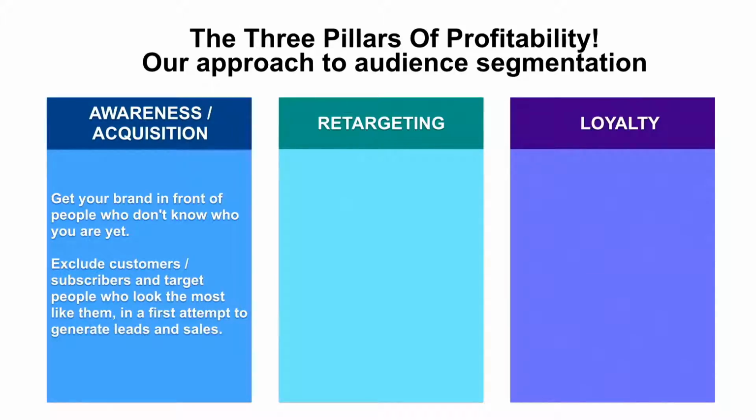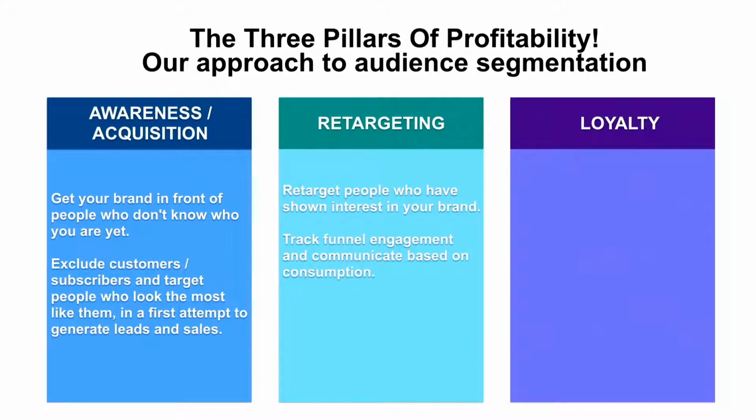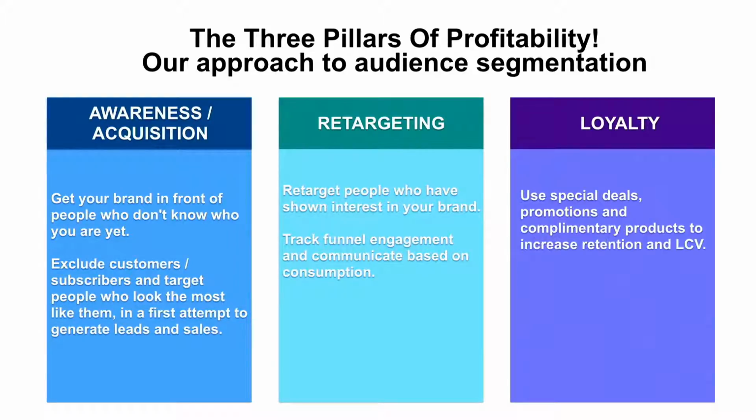Now, awareness and acquisition is where you're getting your brand in front of people who don't know about you yet. You're excluding your subscribers, and you're targeting people who look the most like them in a first attempt to generate sales and leads. Then we're retargeting people who have shown interest in our brand, tracking funnel engagement, and communicating based on consumption. And we're going to talk a lot about that because this is where a lot of your money is made. And then in the loyalty pillar, we're using special deals and promotions and complementary products to increase your lifetime customer value and increase the retention that you have from a customer.